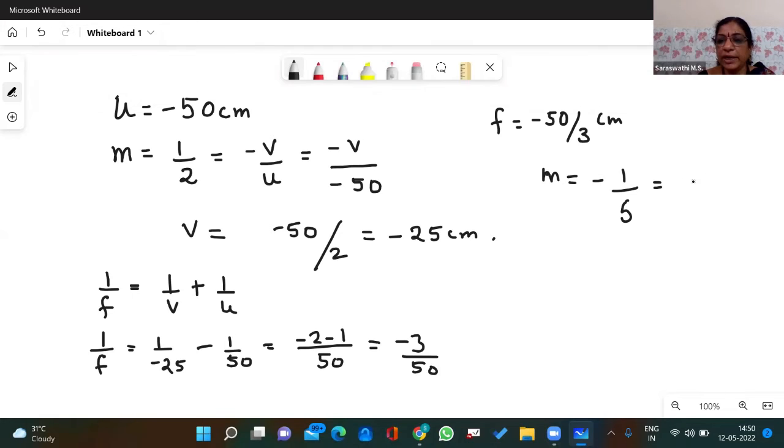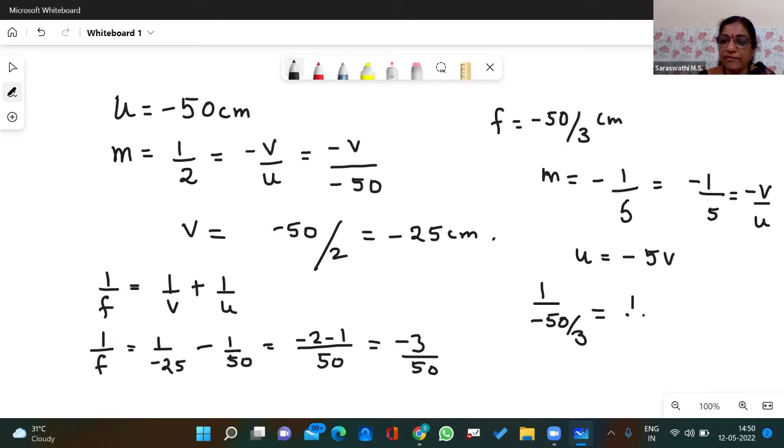What is it equal to? Minus v by u, you don't know u. We'll keep it as minus 1 by 5 equals minus v by u. So let us express v in terms of u. Okay. So v is equal to 5u. So let us substitute 1 by minus 50 by 3 equals 1 by v minus 1 by 5v.